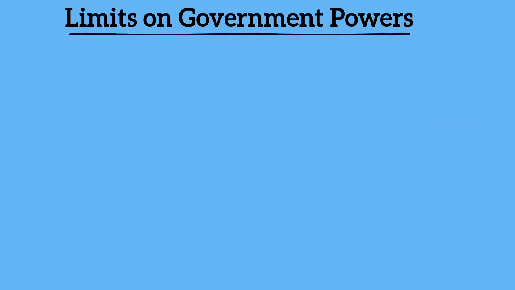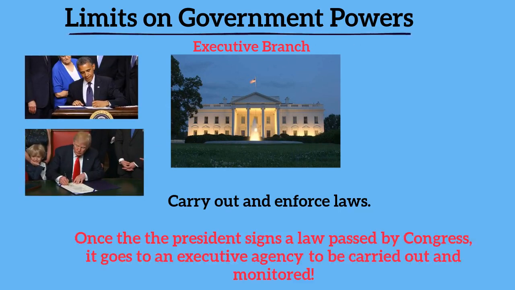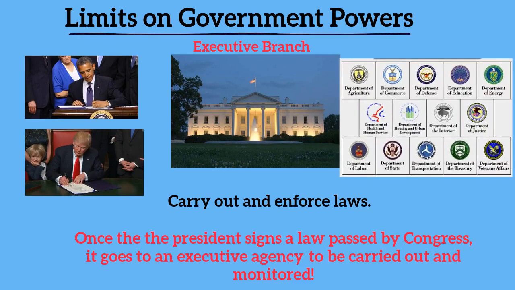The executive branch has its own powers. For example, its primary role is to carry out and enforce laws. This means that once Congress passes and the president signs a bill into law, the law goes to an executive agency to be carried out and monitored.